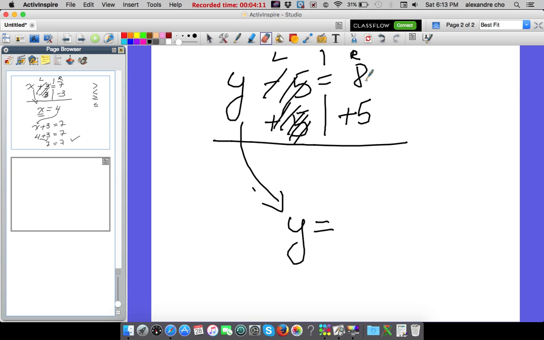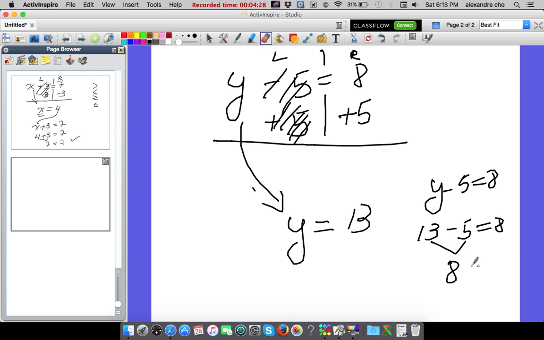The equal sign comes down, and now you have 8 plus 5, which is 13. If you plug this into your original equation, the original equation was y minus 5 equals 8. So you get 13, because that's the value found, minus 5 equals 8. Is that a true statement? Yes, it is, because 13 minus 5 is 8, and 8 equals the other 8 on the other side. That's a subtraction equation, okay?